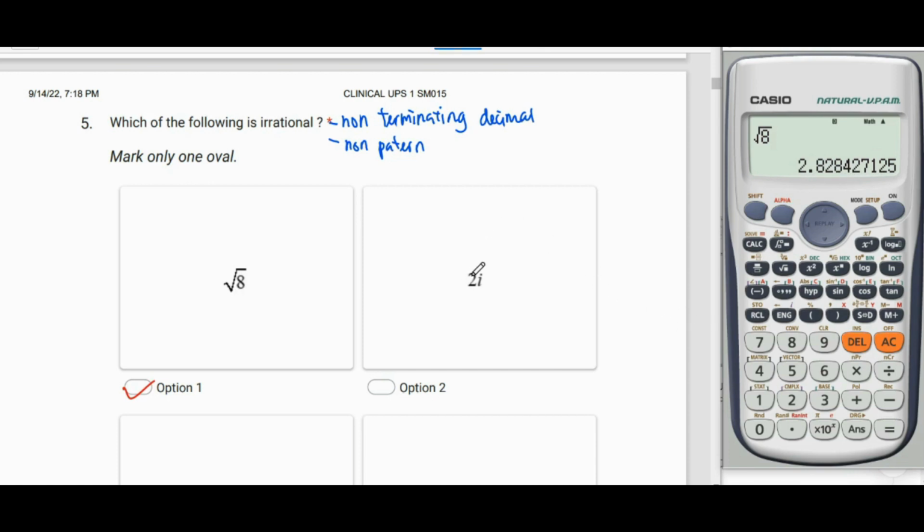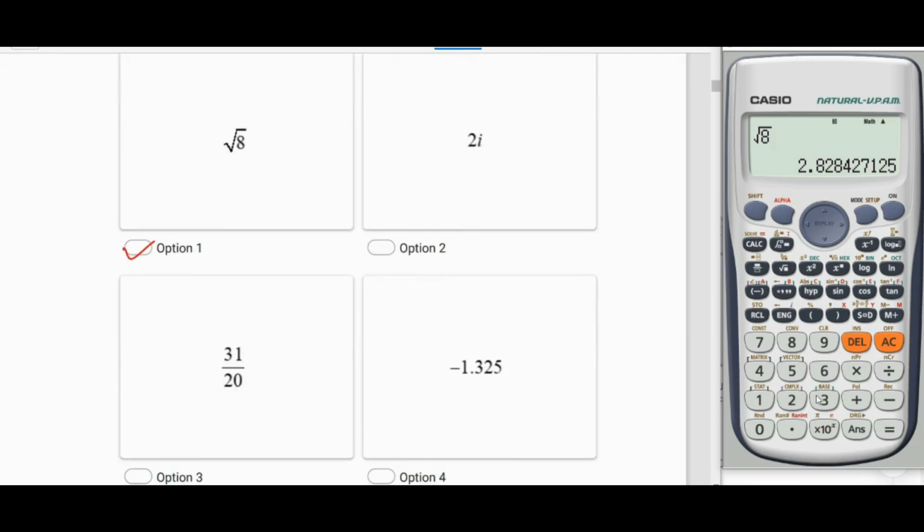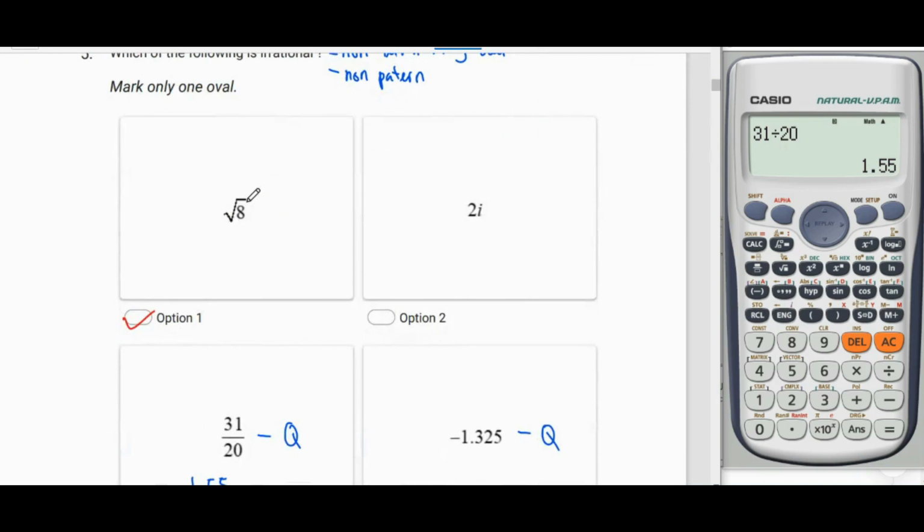So for 2i, it is not real. This is not under real number. This is complex number. So meanwhile, 31 over 20. So this is rational number. Rational number means the number can be expressed in pecahan ataupun if you find 31 over 20, you'll notice that the decimal at the back here is stop terminating. It just come to 1.55 only. So this is rational number. So this is also rational number. Irrational number will be equal to A.